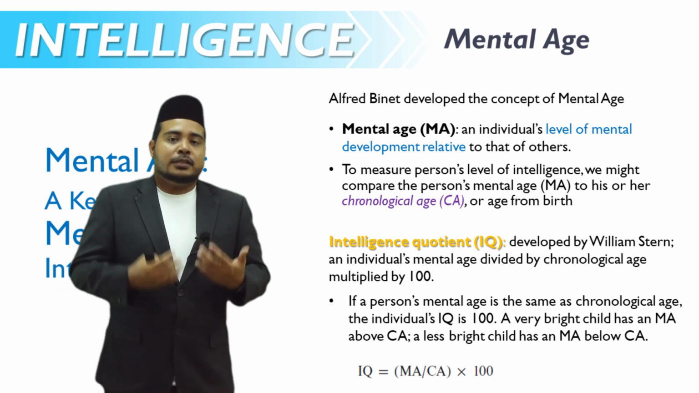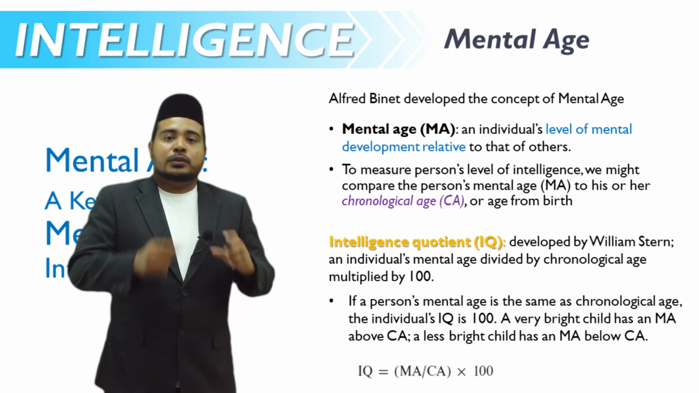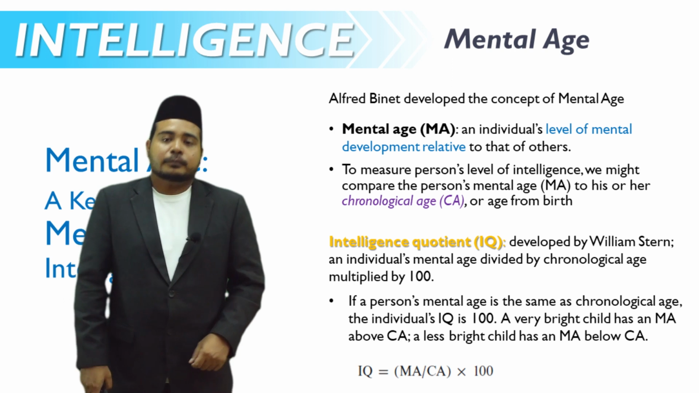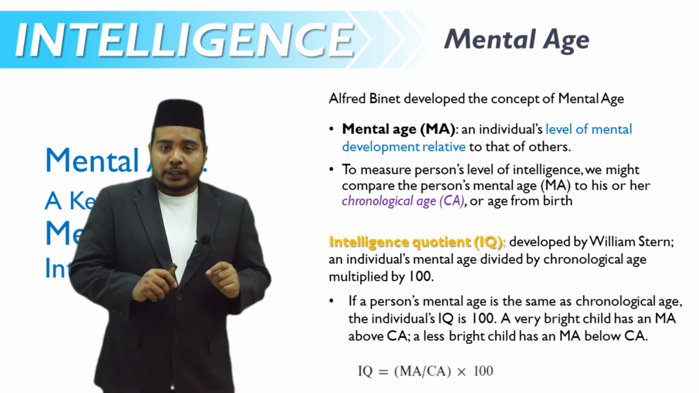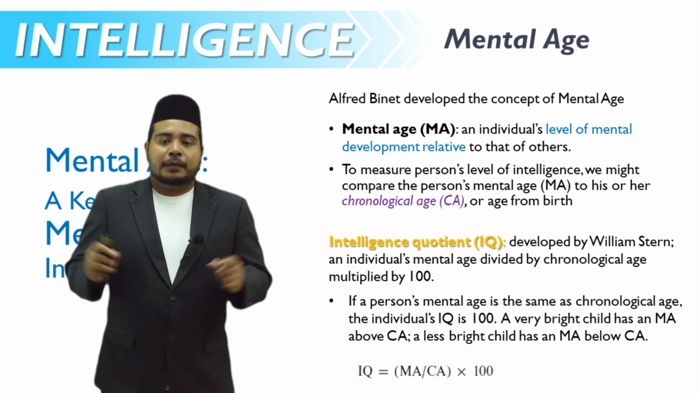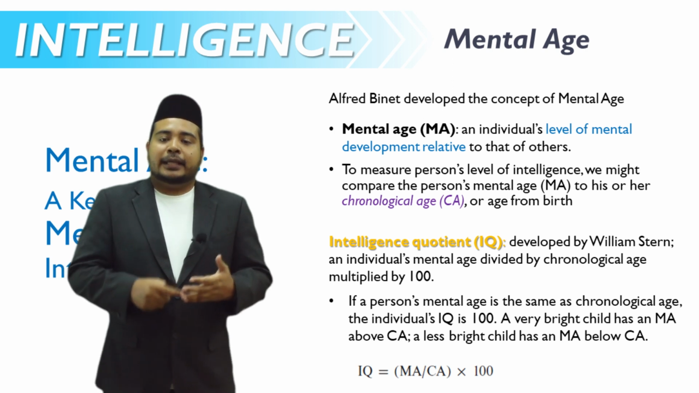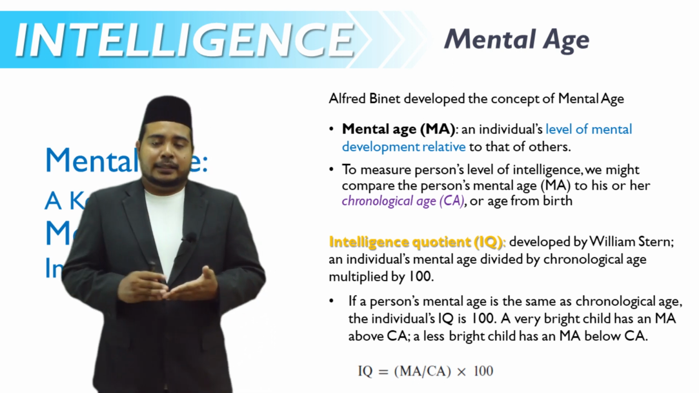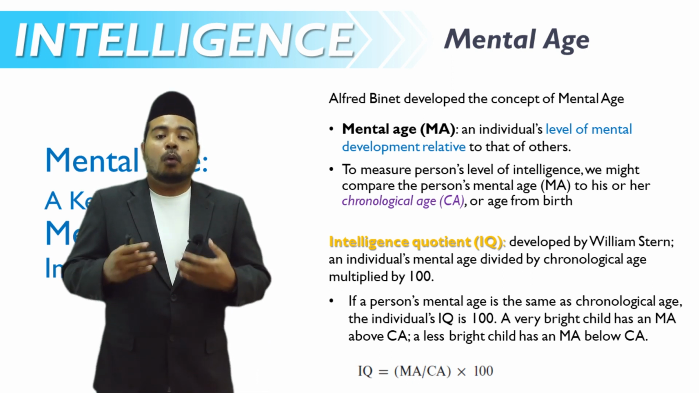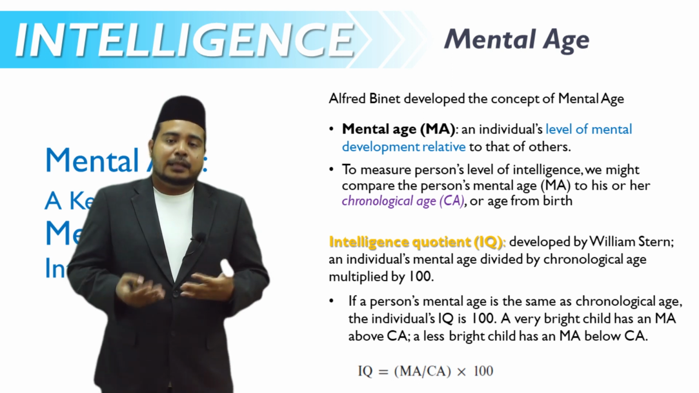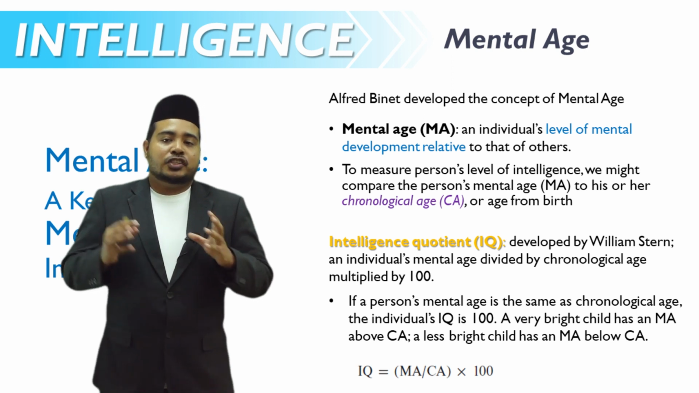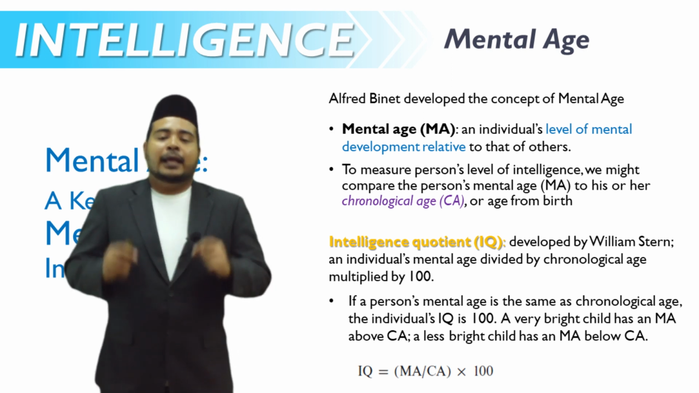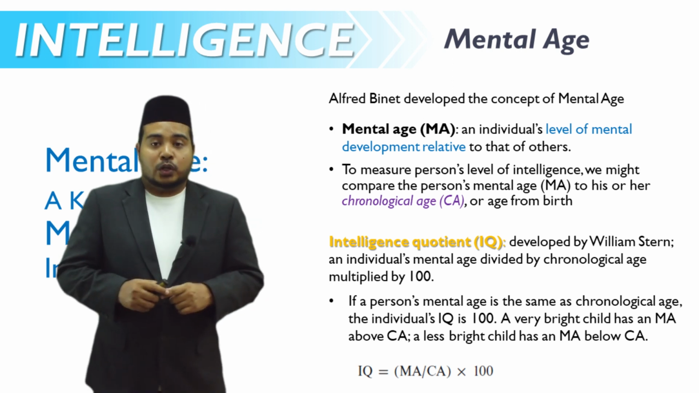In order for us to know a person's IQ, we need to take his or her mental age through using a test, divide by his own chronological age, and then multiply by 100. If I am a 35 years old man, I have to answer a test. My test score will be divided by my own age, 35 years old, and multiplied by 100. Based on this formula, if a person's mental age is the same as his chronological age, that person's IQ will be 100. However, if the person gets higher than 100, the person basically demonstrates brighter or more intelligence than his own age. Similarly if he gets lower. A very bright child has a mental age above their chronological age, while a less bright child has a mental age below their chronological age.